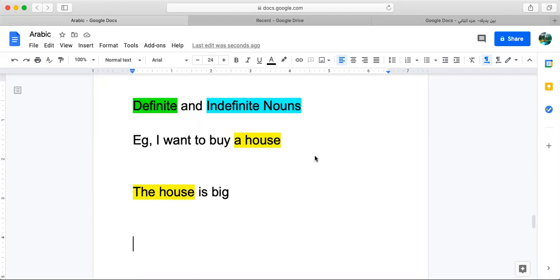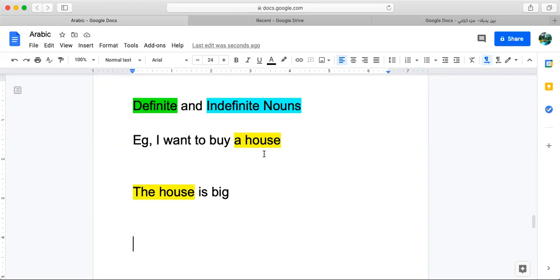Today I'd like to talk about definite and indefinite nouns. Now, with English we have this as well. So I give you an example here. I want to buy a house. So when you use a house, an apple, a or an to describe a noun that is indefinite, what we mean by indefinite is it's not specific. So an example to give to students is, for example, I want to buy a house.